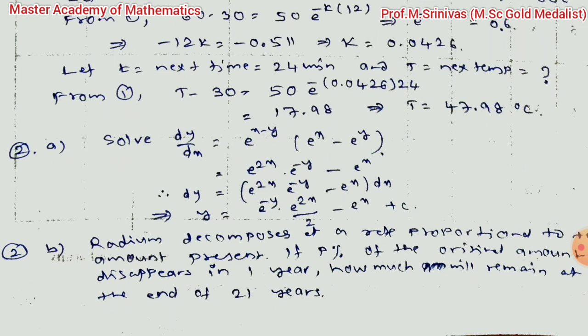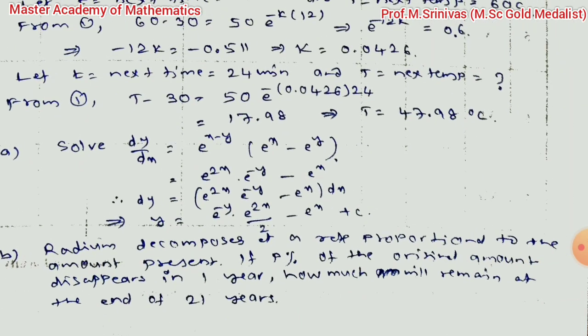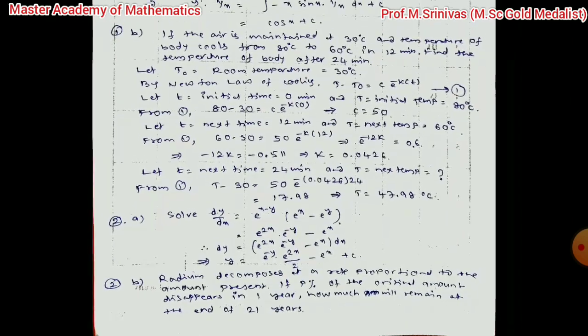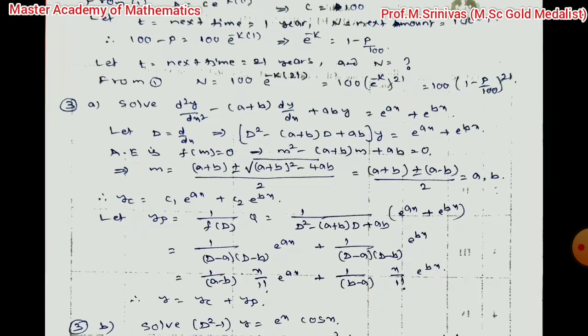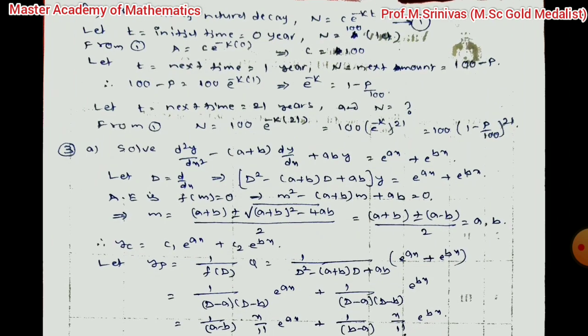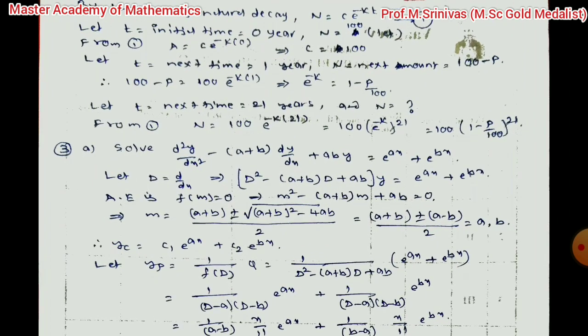Coming to second B bit: radium decomposes at a rate proportional to the amount present. If p% of the original amount disappears in 1 year, how much will remain at the end of 21 years? So this is nothing but the law of natural decay. Based on that law, capital N equals C e^(-kt), and as per your given data, small t, the initial time, is taken as 0 years, and capital N is the amount present, which was not given initially.